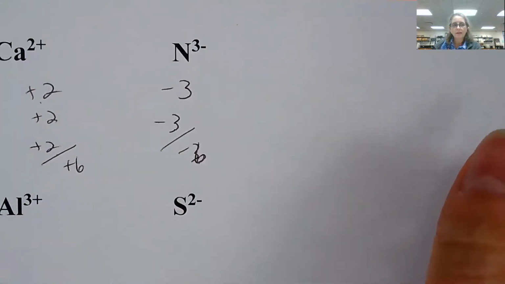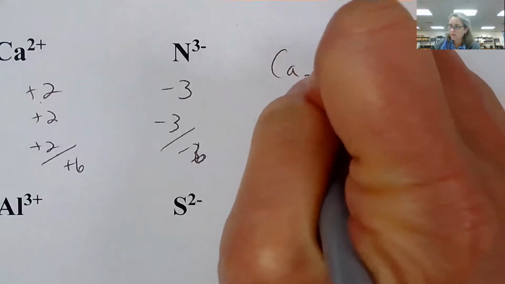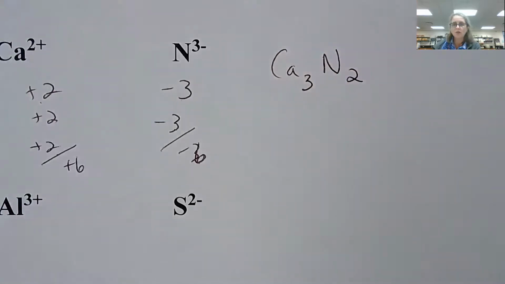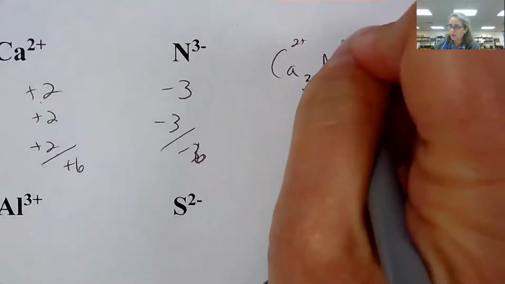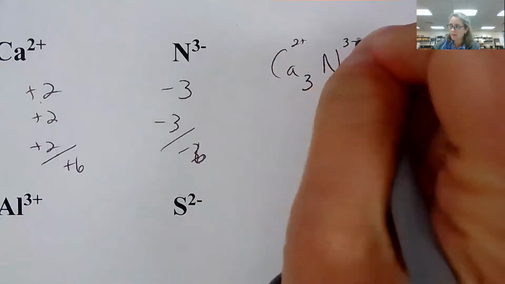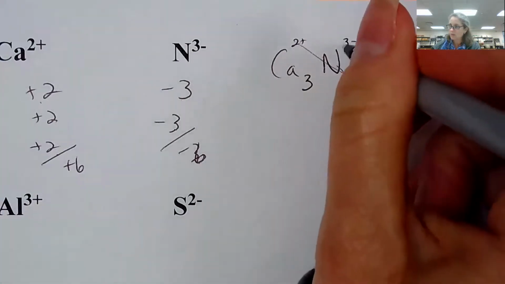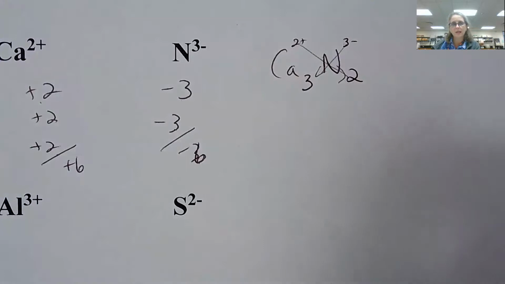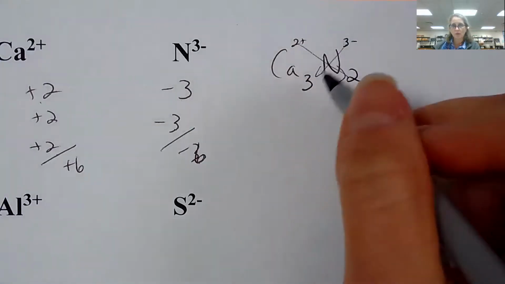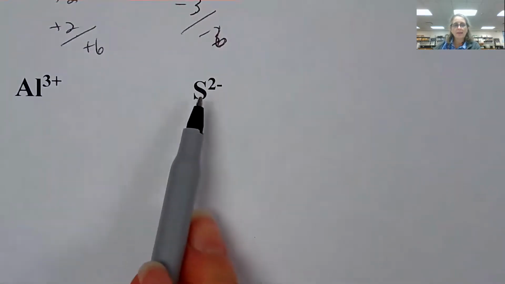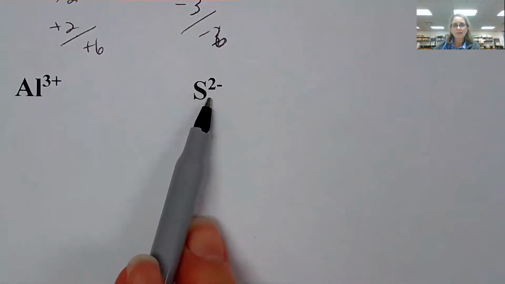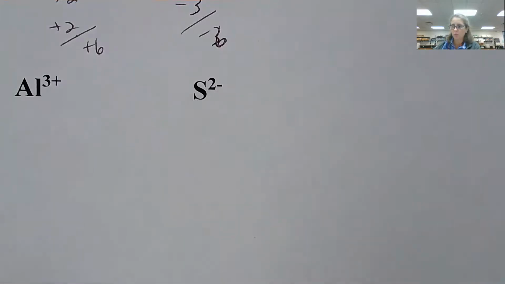So how do I write that? Well, calcium, I need 3 of them, and nitrogen, I need 2 of them. Now, please notice that the charge of calcium was a +2, and the nitrogen was a -3. Essentially, what I'm doing is bringing those numbers down. So that's an easy way to do some of these formulas, is to crisscross them. See if you could write the formula between Al as a +3 charge and S as a -2.